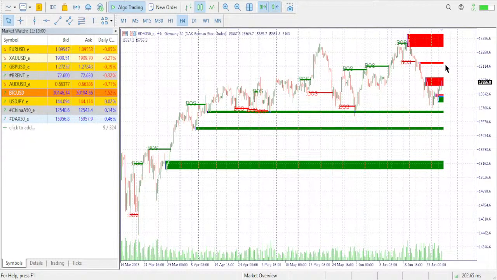Then if this zone is broken, the next zone is this one. If this is broken, then that will now be a very good sign that we are now continuing to the upper side. So we should keep looking for buy positions. I do advocate for buy orders on DAX. We should keep looking for more buy orders, expecting that when the price breaks above these red zones, which I've just indicated here, the price is likely going to be continuing in that direction.